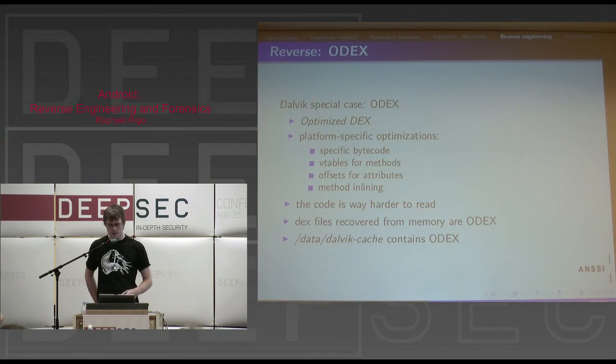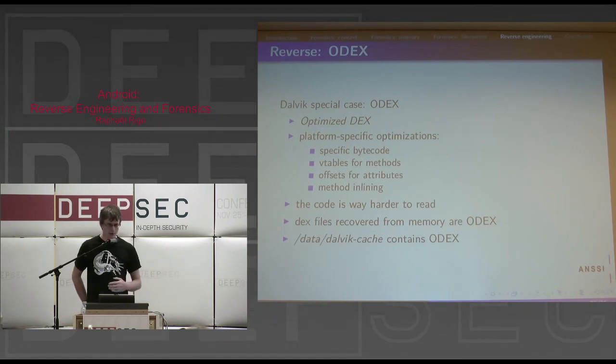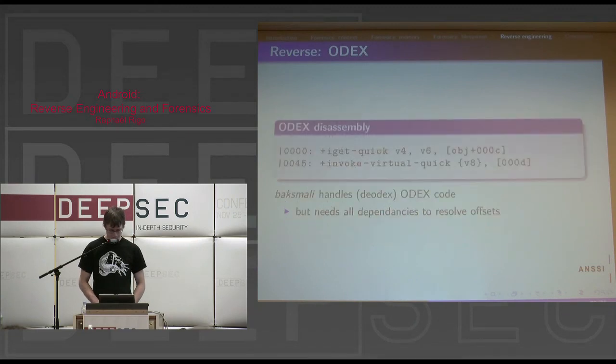And it applies platform-specific optimization, like using specific bytecodes, using vtables for methods, offsets for attributes, and method inlining for small functions. So the code is way harder to read. But if you try to recover DEX files from memory directly, or if you find some traces in the Dalvik cache of an application that is not here anymore, you will have to reverse it.